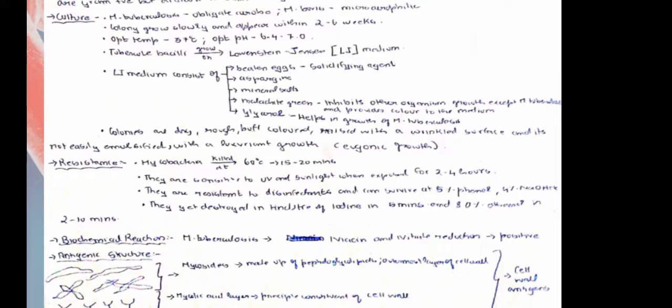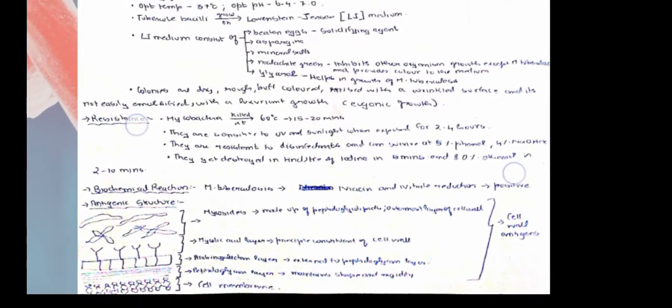The second layer is the mycolic acid layer, which is the principal constituent of the cell wall, and the third layer is the arabinogalactan layer, which is external to the peptidoglycan layer, and the peptidoglycan layer maintains the shape and rigidity.